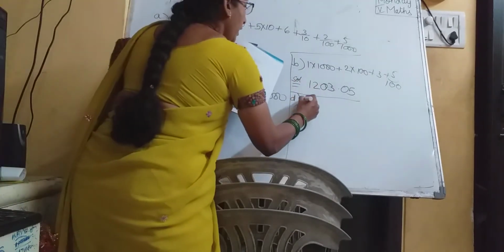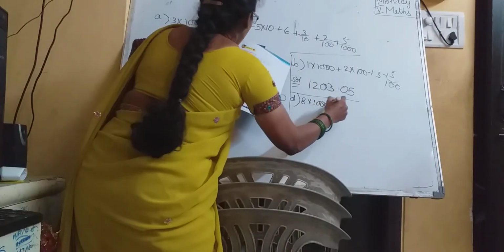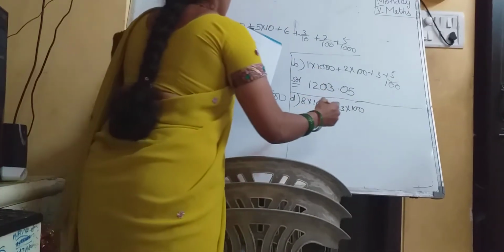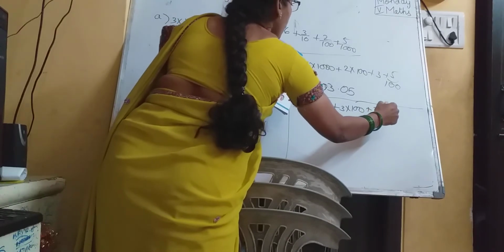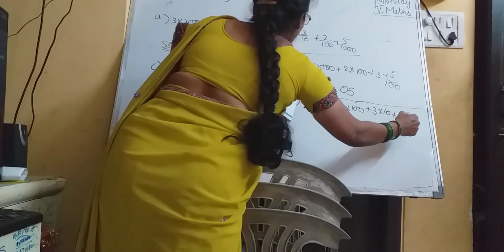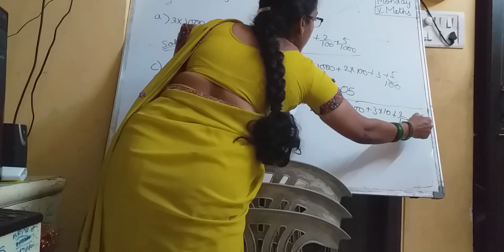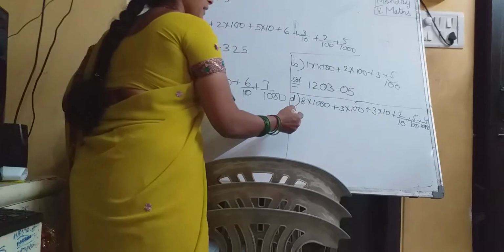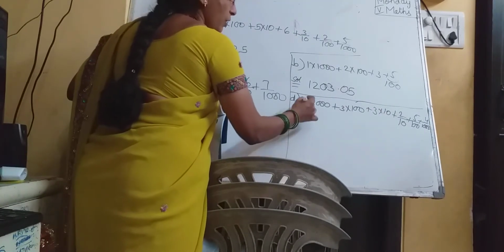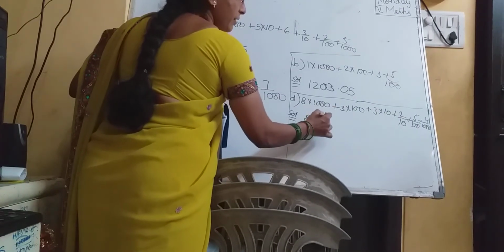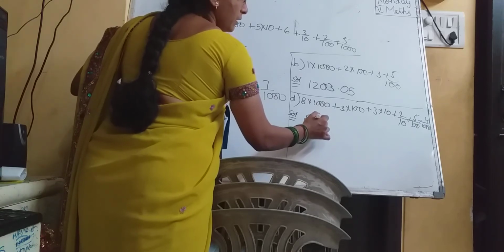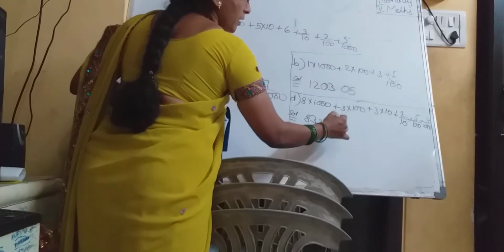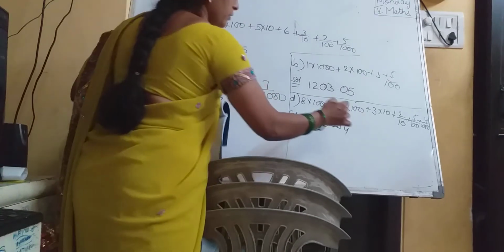8 into 1000 plus 3 into 100 plus 3 into 10 plus 2 by 10 plus 5 by 100 plus 4 by 1000. Okay, children? Solution. What are you going to have? You have the 1000's place, 100's place, 10's place, 1's place is not there. 0.254. Over.